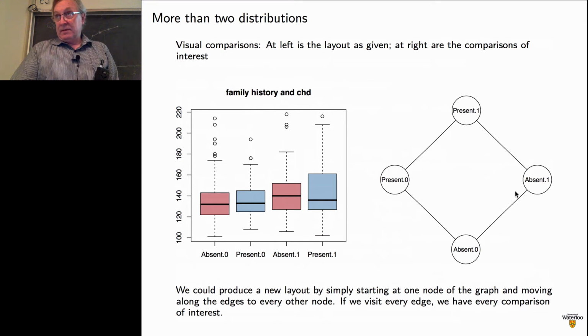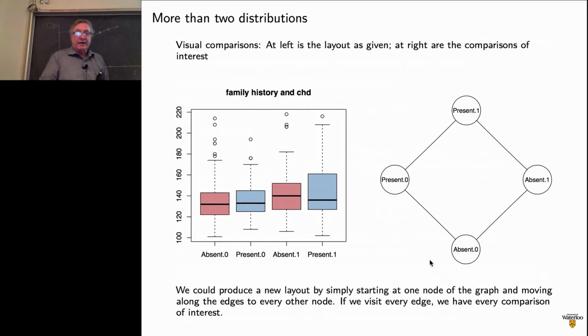Okay? And now the graph has provided me some means of saying how I should lay out my box plots. Pretty much start anywhere here and just follow the graph. Right? So if I start here at absent 0 to present 0 to absent 1, well, that's not good. That's not one I'm interested in. So that's our old version here. I want to have a new version.